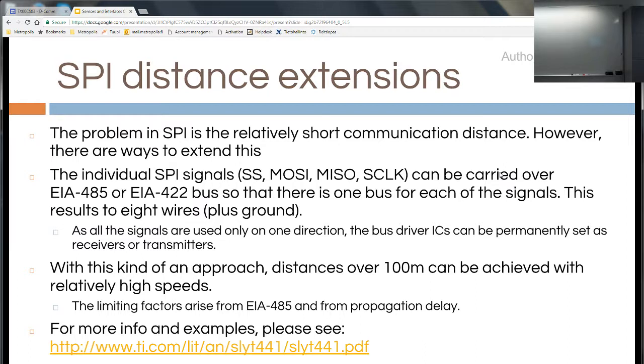Distance extensions. So fundamentally, the SPI bus defines only the signals, not the levels or something like that. So in principle, you can extend these 4 lines by just adding some simple buffering, so that they can actually drive longer or more capacitive loads.